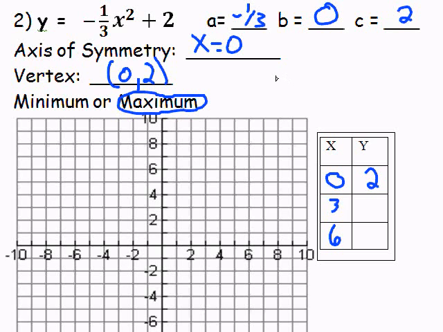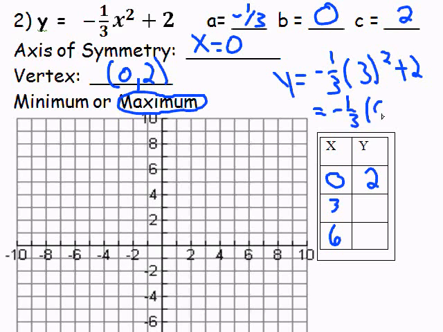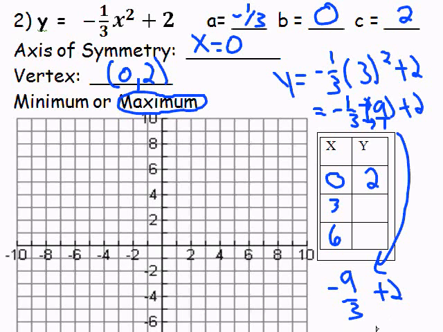I'm going to get y equals negative 1/3 times 3 squared plus 2. It's negative 1/3. 3 squared is 9 plus 2. Negative 1/3 of 9. That's the same thing as 9 over 1. So we multiply top to top and bottom to bottom. This gives us negative 9/3 plus 2. Negative 9/3 is a negative 3 plus 2, which means it's a negative 1.